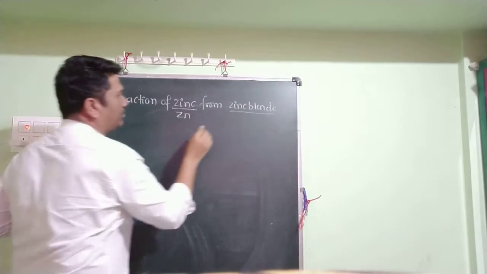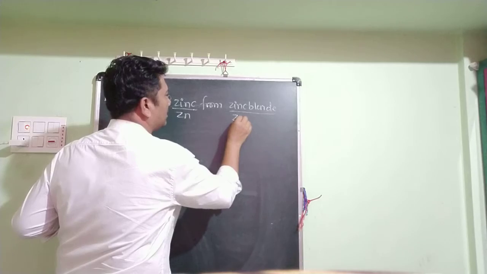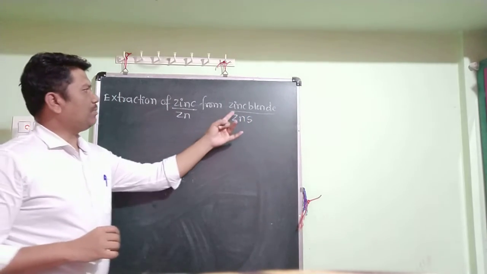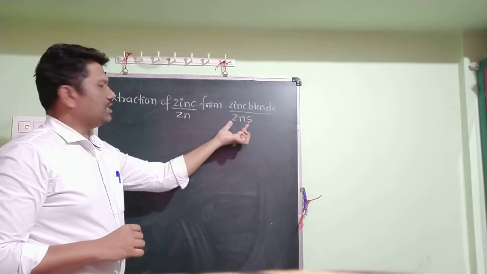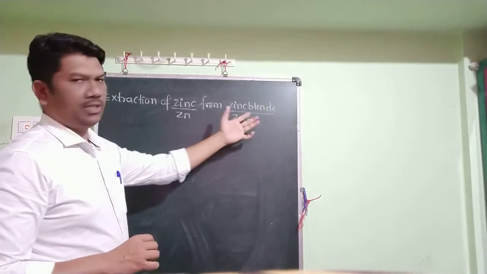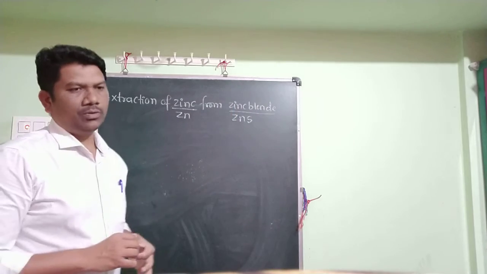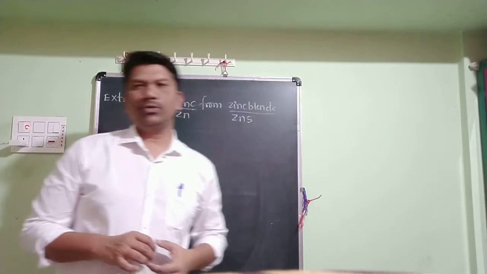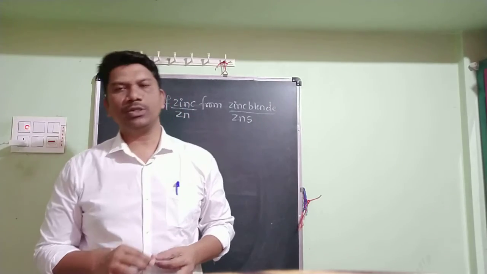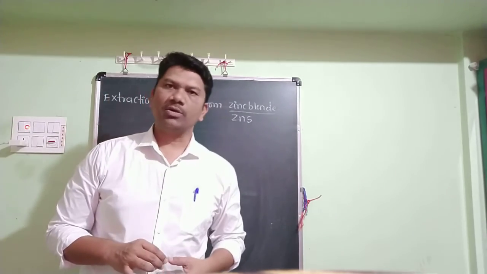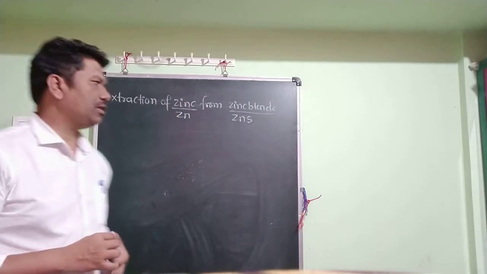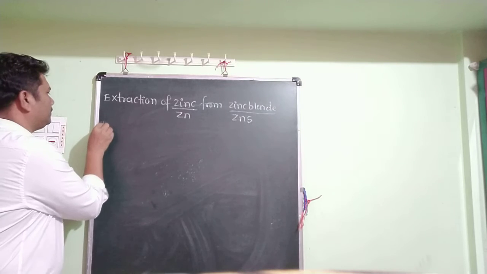Zinc blend, the composition of zinc blend is ZnS. Zinc blend is the ore, and the composition of the ore is ZnS. Then how to extract the zinc from zinc blend? As we know, in the extraction there are 4 steps. Step number 1, concentration of ore, then conversion of ores into oxides, then reduction of oxides into crude metal, then refining method. And here the first step is concentration of ore.